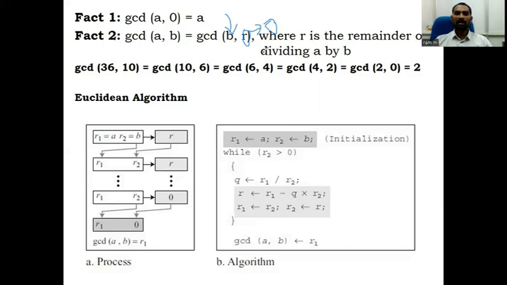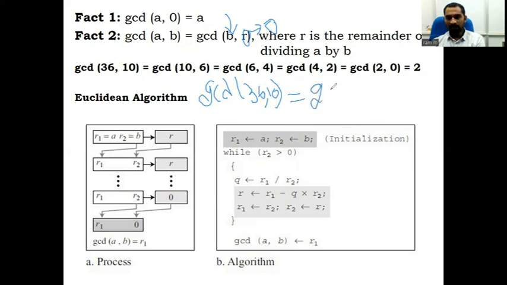So now let us see that with an example. Then we'll see about the Euclidean algorithm. Okay, so I have taken GCD of 36 comma 10. According to fact 2, what should we do? This will be equal to GCD of B. What is the B value? The B value is 10. So 10 comma.